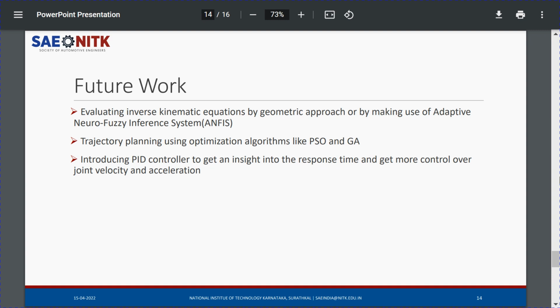The limitation of our project is that the higher order polynomial interpolation for trajectories provides peaks of velocity in the middle, which is not desirable for multiple point trajectory. As part of the future work, trajectory planning can be done using optimization algorithms like PSO and GA, and fuzzy PID based dynamic control systems can be designed to have more control over joint angles, velocity, and acceleration. The inverse kinematic equations could also be evaluated using the geometric approach or by making use of ANFIS.